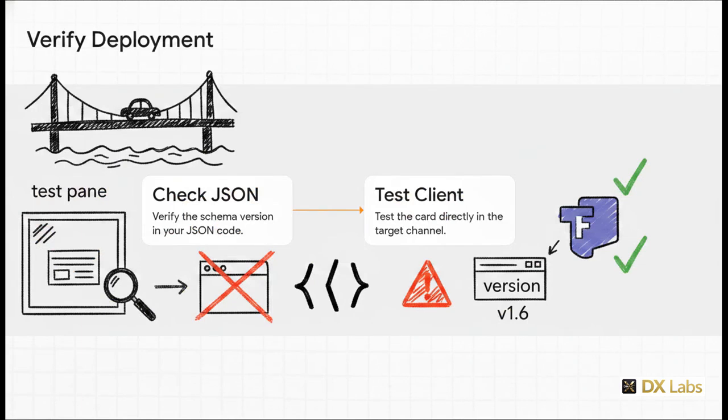You wouldn't ever trust a bridge without driving over it yourself, right? For your deployment strategy, never trust the test pane alone. The test pane uses the version 1.6 web engine, so a card might look totally flawless there, but fail entirely in Teams. Always verify the JSON version property at the top of your code and test directly in the target client before you consider your design complete.